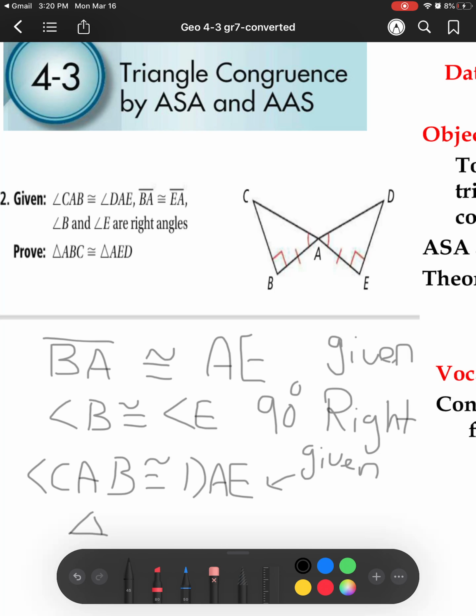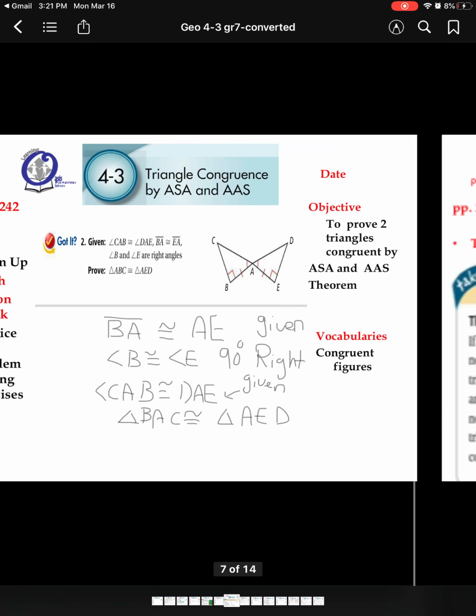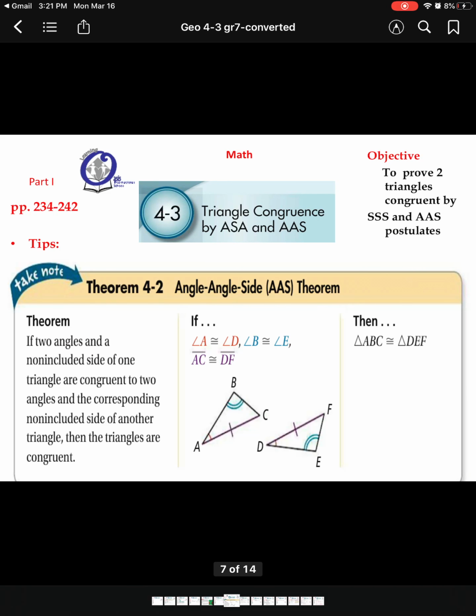So I say that the triangle is congruent to the other triangle. How do I name it? I start with BA that he gave to me and AE, which are congruent. I put the third letter here, C, and the third letter here, D. And I prove the congruence. Now, this is the first postulate. We've done it. The second one is AAS.